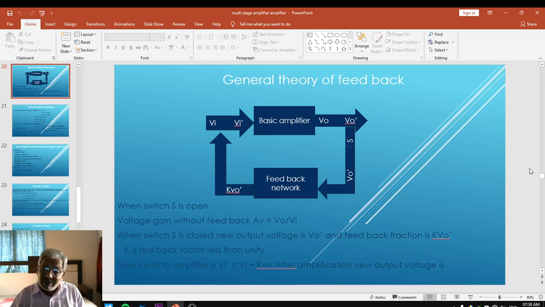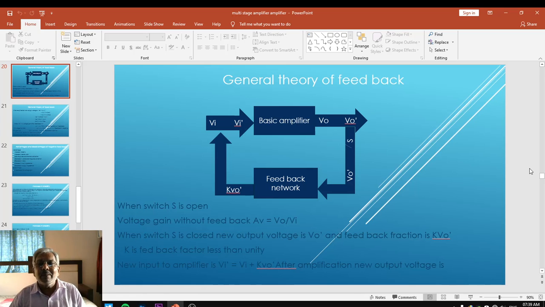It might be added to the original input to increase the gain, or it might be subtracted from the original input to decrease the gain. The amplifier that uses this principle is known as a feedback amplifier. Mainly it makes use of the basic amplifier, whose role is to amplify the signal to the required level, and the feedback network, whose role is to feed back part of the output voltage back to the input.